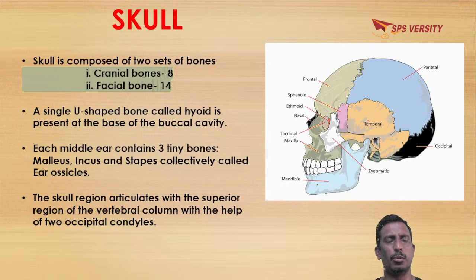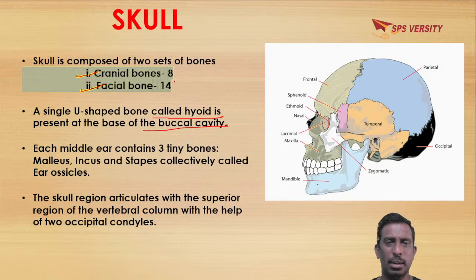Okay, first we'll discuss the skull, that is in the axial skeleton. So the skull has 2 sets of bones, that is cranial bones and facial bones. Cranial bones are 8 in number and facial bones are 14 in number. Cranial bones cover the brain. And a single U-shaped bone is called the hyoid, which is present at the base of the buccal cavity.